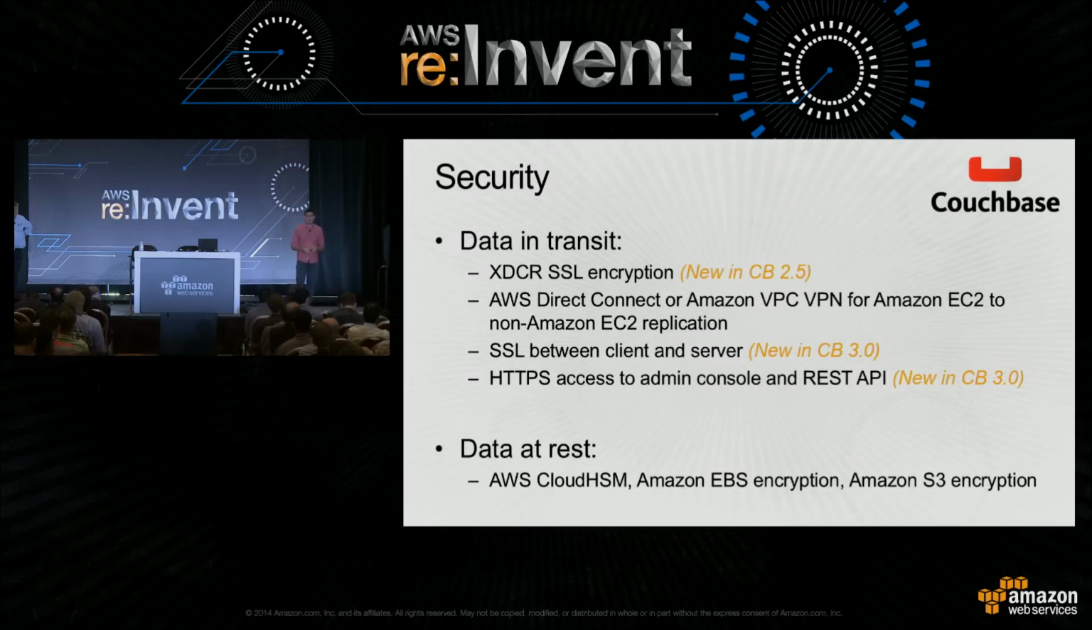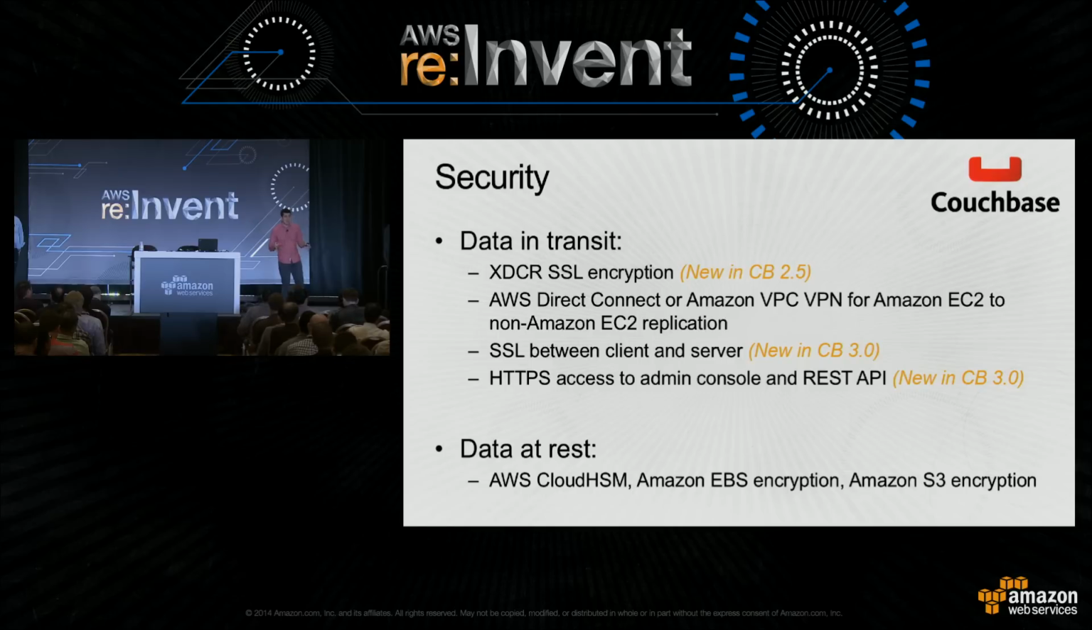For security, security is extremely important. New in Couchbase 2.5, about a year ago, you have cross data center replication. You can do it over SSL. That's important for interregional replication, which is going over the internet, for example. You want to encrypt that. So it's just a tick box on your config, maybe a little bit more than that, and you can have SSL encrypted cross-regional replication or replication to and from on-premises.